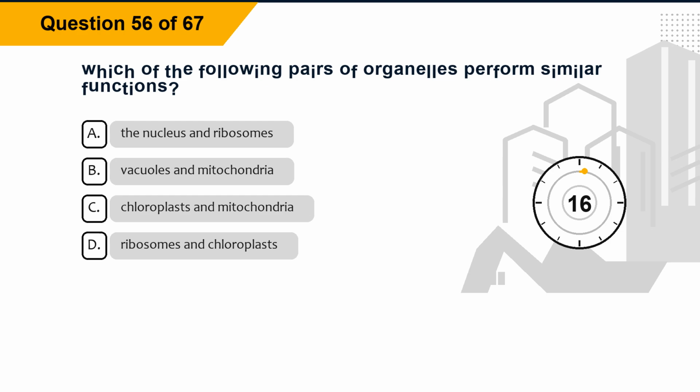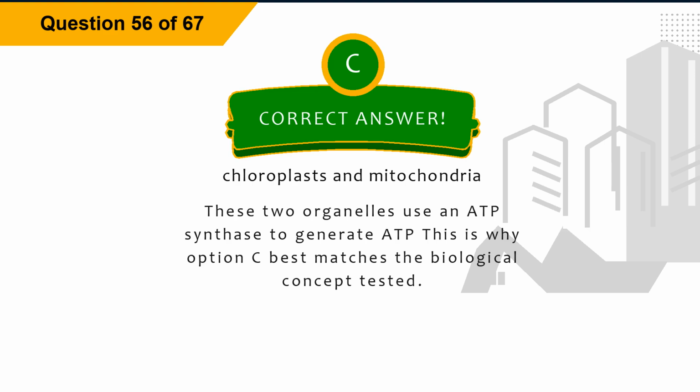Question 56. Which of the following pairs of organelles perform similar functions? Option A, the nucleus and ribosomes. Option B, vacuoles and mitochondria. Option C, chloroplasts and mitochondria. Option D, ribosomes and chloroplasts. The correct answer is option C, chloroplasts and mitochondria.